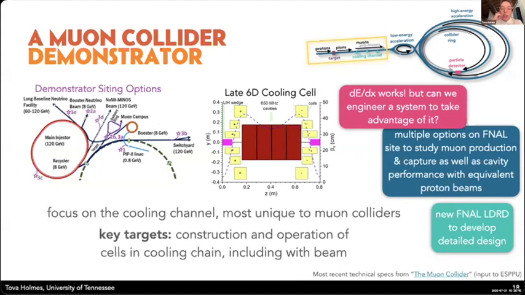So there's multiple options on the Fermilab site to both study muon production and capture and cooling there, as well as cavity performance with higher intensity proton beams that could tell us about how the cavity interacts with beam. So there's a new Fermilab LDRD to develop a detailed design, and we hope that this will go forward.